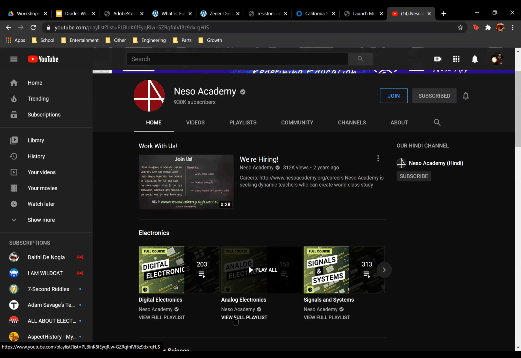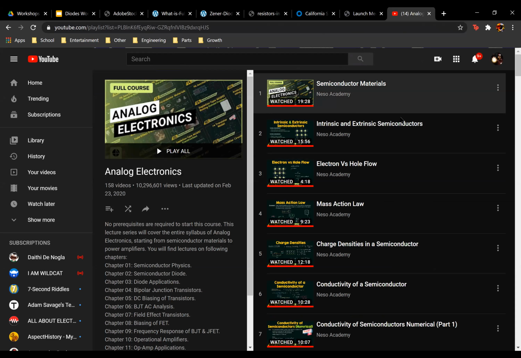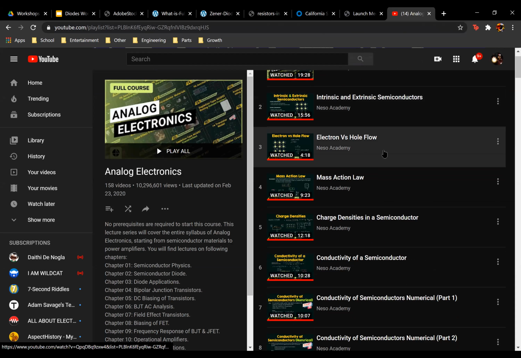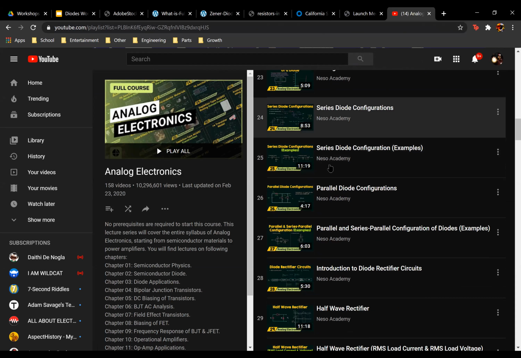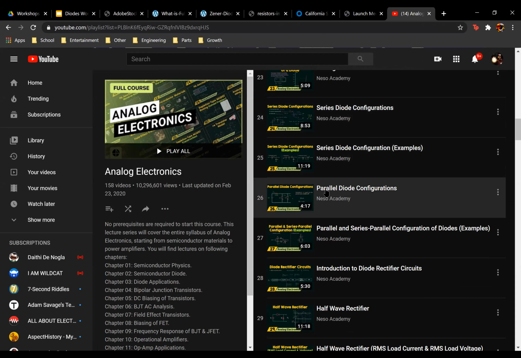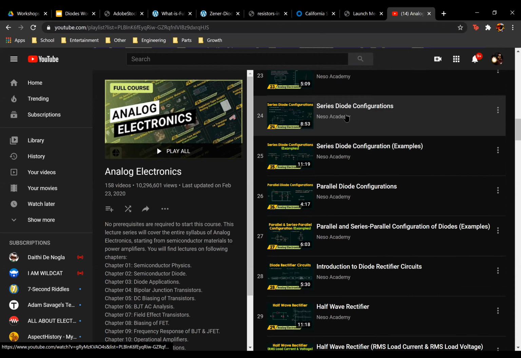You would just go under analog electronics, and boom, you find everything that we covered here: semiconductor material, intrinsic, electron flow versus hole flow, densities, all this bunch of stuff. And then they go more into some configurations where they're in parallel, series. You get the full wave rectifier, introduction to Zener diodes, all that good stuff that you'll learn in 330.